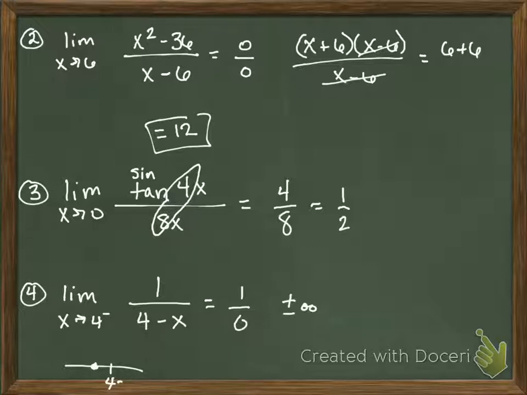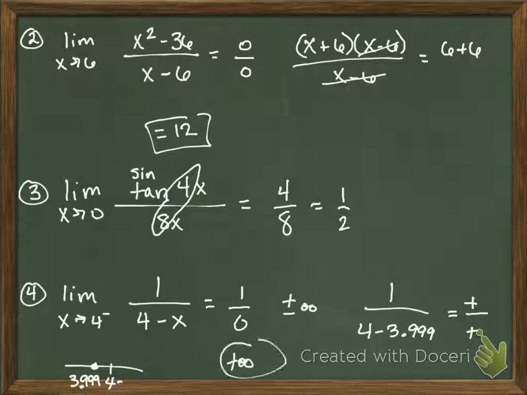So I could try 3.99, 3.999, whatever. If I do 1 over 4 minus 3.99, am I going to have a positive or negative in the bottom? Positive. So I got a positive over a positive, so this should go to positive infinity. So the limit is positive infinity.